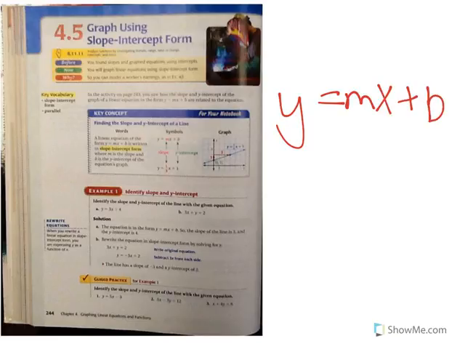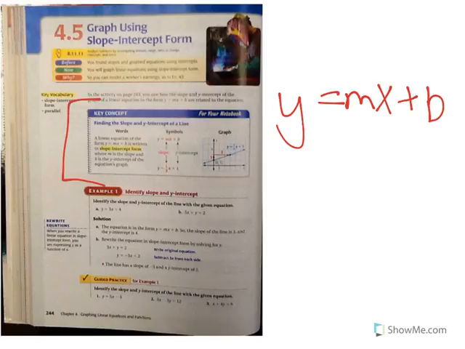Graph using slope-intercept form. So this is for lesson 4.5, and it starts on page 244 if you're following along in the textbook. And this is the thing I've been going over in class that I keep on referring to, which is y equals mx plus b. Okay, and we're going to get into what all that means in just a second. It's actually listed right here.